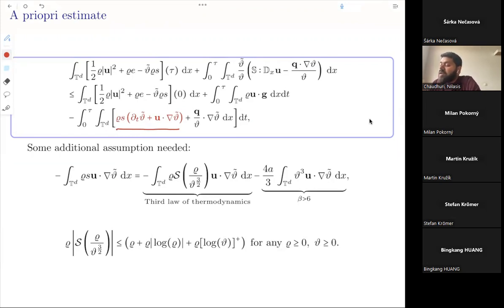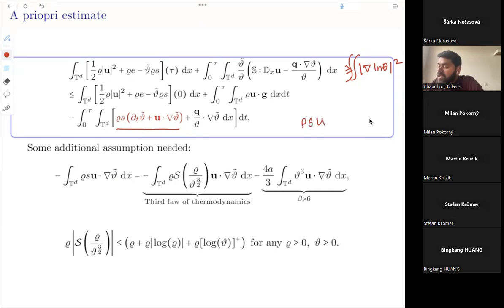Whereas for this term, we know that this is greater than some gradient of log theta squared, something like that. So for the first term, theta tilde is uniformly bounded, it's depending on theta tilde. So we can use some sort of Young's inequality to get this. The most problematic term is this rho S U.